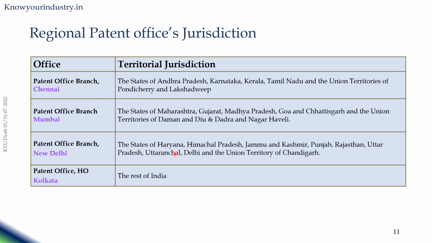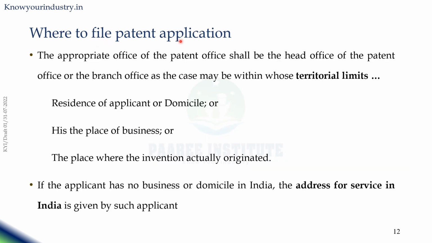The states of Haryana, Himachal Pradesh, Jammu and Kashmir, Punjab, Rajasthan, Uttar Pradesh, Uttaranchal, Delhi, and the Union Territory of Chandigarh, they can file their patent application in New Delhi. The rest of India, the inventors from the rest of India, they can file their patent application in Head Office Kolkata.